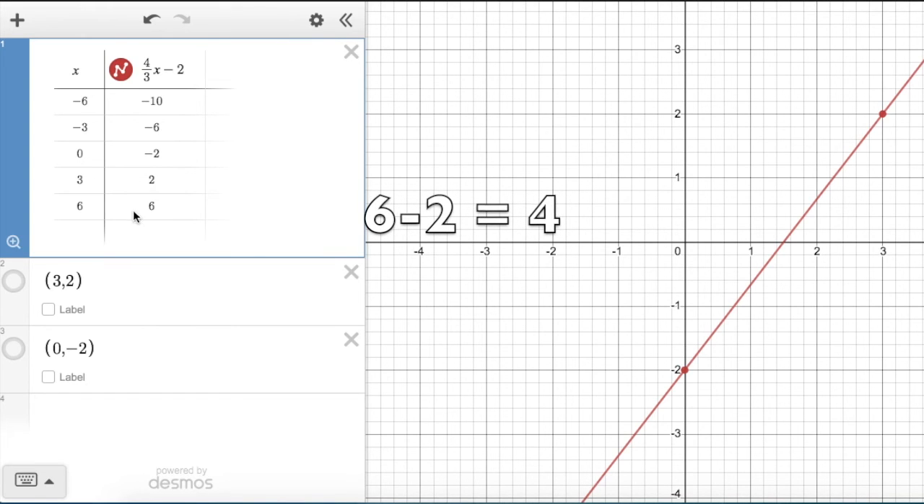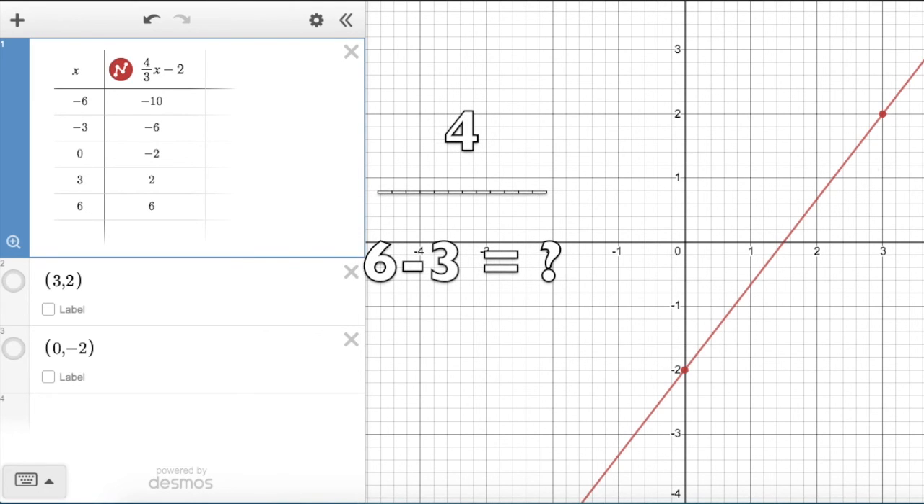Now, let's look at the run. You have to use the corresponding x. So 6 with the 6, and then the 3 with the 2, because those were the 2 numbers we chose earlier for the y. Doesn't matter which one you choose, it just has to be the matching one. So let's take the run. 6 minus 3. What is 6 minus 3? It is 3. So originally 6 minus 2, 4, and then 6 minus 3 is 3.